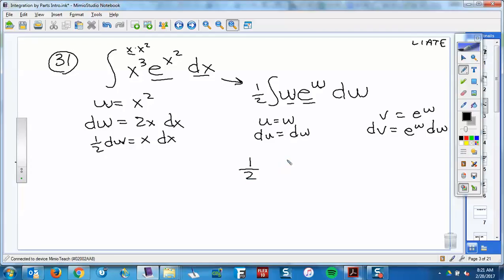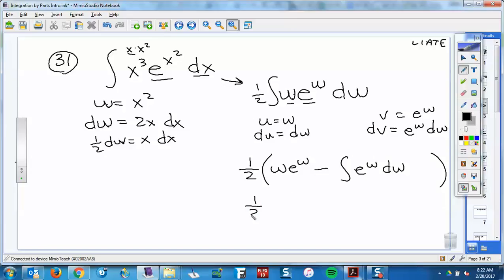Well, it goes with everything, so I'm going to distribute it probably. I could probably have left it on the w here and then left it here. I could have done that. But probably just leave it and do that. Okay, it's probably easier. So u times v, so w times e to the w, minus the integral of v, which is e to the w, du, which is dw. So that's easy, that's just e to the w.